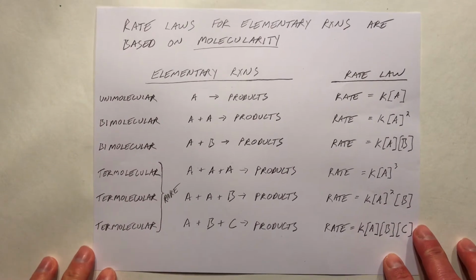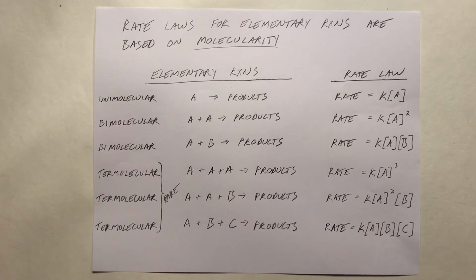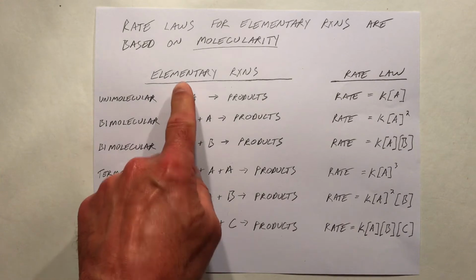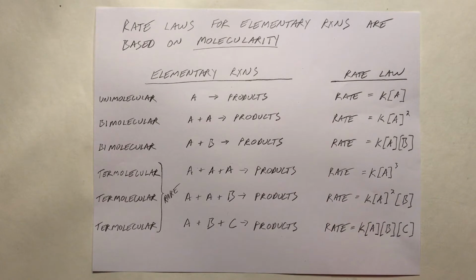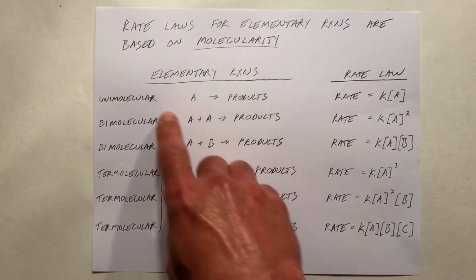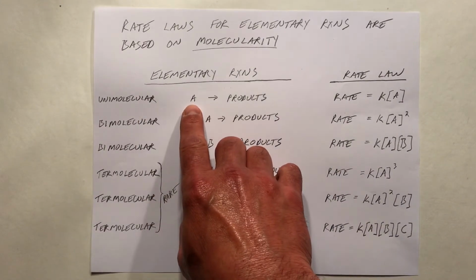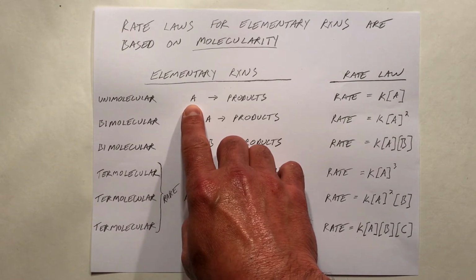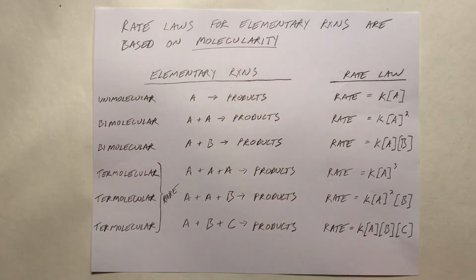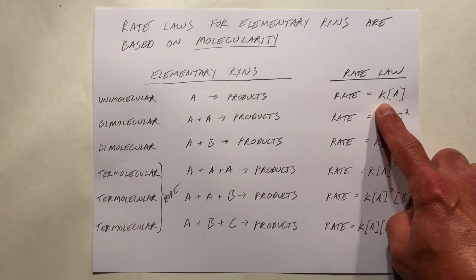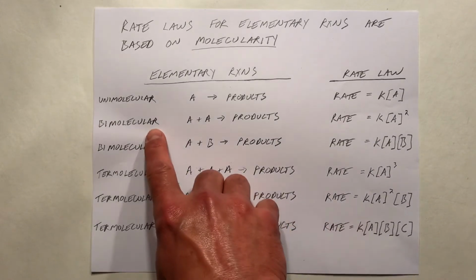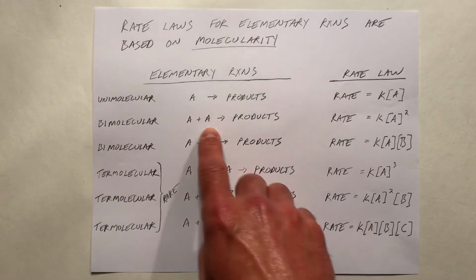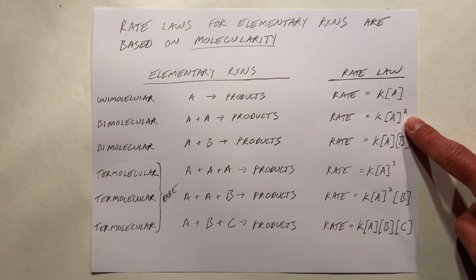An important point here is that rate laws for elementary reactions are based on their molecularity. So here are some examples with different elementary reactions of what the rate laws would be based on the molecularity. Notice we have a unimolecular reaction here. In other words, we have a single molecule or a single particle as a reactant. So then the rate law would be that the rate is equal to the rate constant k times the concentration of that reactant. If we have a bimolecular example, say two of the same reactant forming products, this is what the rate law would look like.